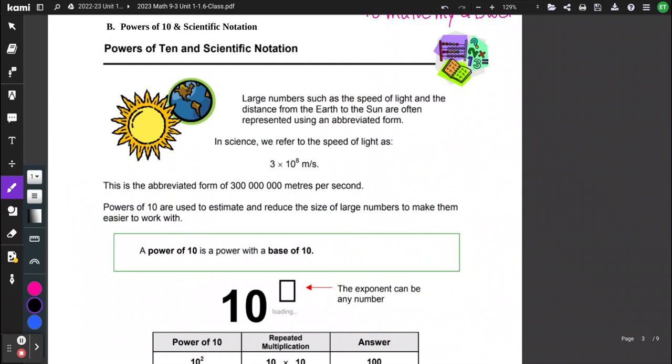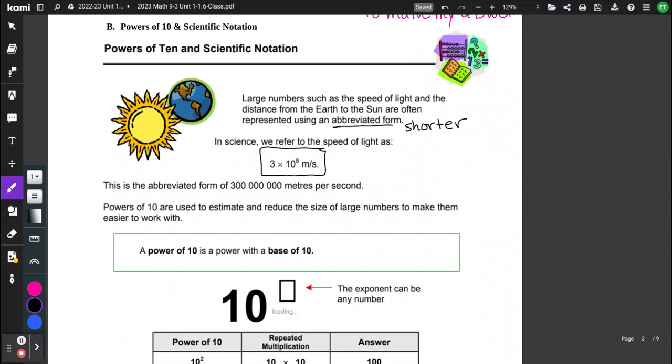So powers of 10 in scientific notation. Large numbers such as the speed of light, the distance from the Earth to the sun, often are represented in abbreviated forms. Abbreviated means in just short form, okay? Shorter. That's what abbreviated means. So the speed of light is referred to as 3 times 10 to the 8 meters per second.